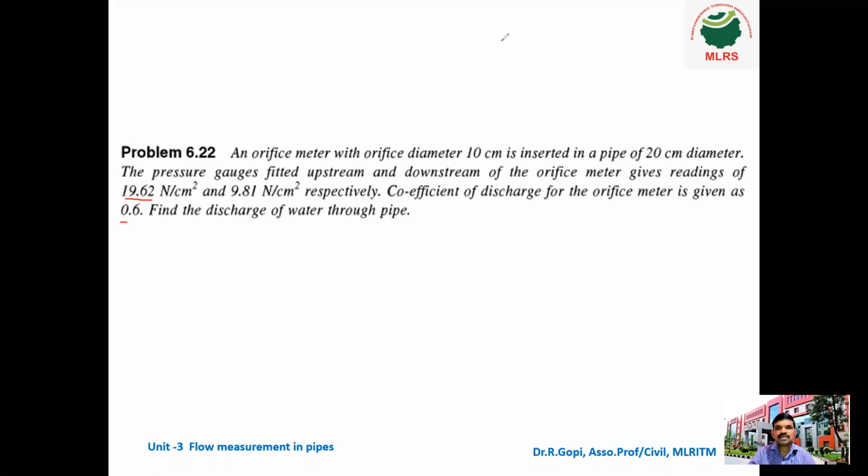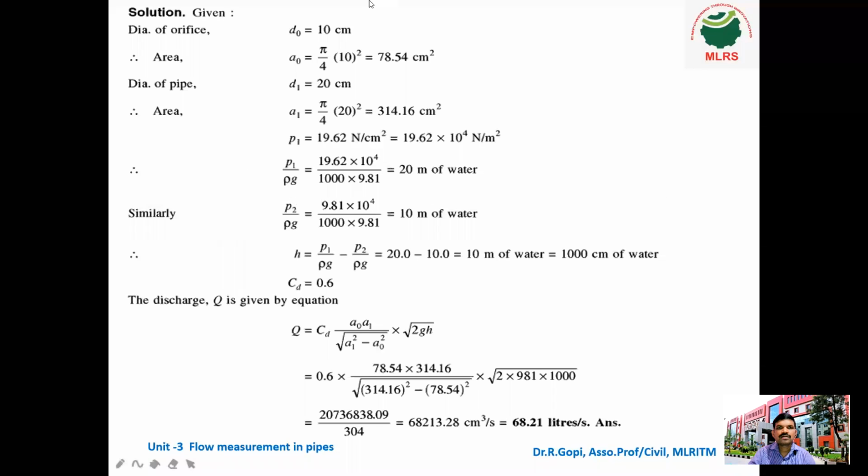So they are asking what is the discharge. So here first write the data given. D0 is 10 centimeter and A0 is pi by 4 into 10 square, and diameter of pipe D1 is 20 centimeter and A1 is equal to pi by 4 into 20 square. Next, P1, the pressure at inlet, is 19.62, and the pressure after the orifice plate is P2, by rho G.